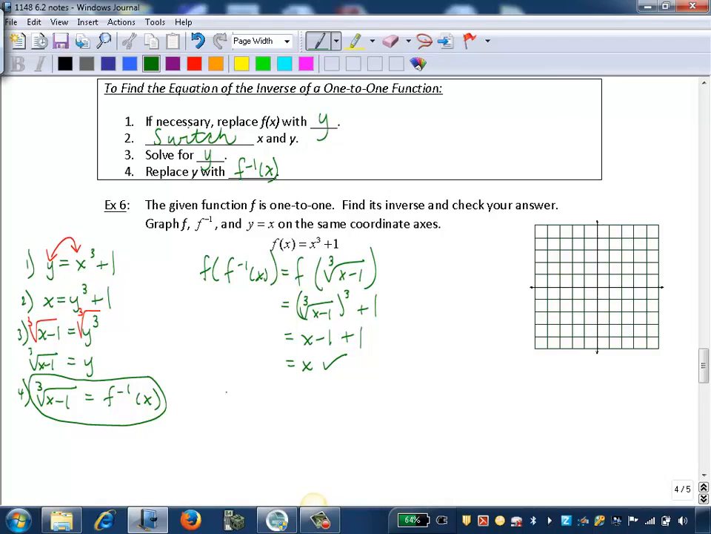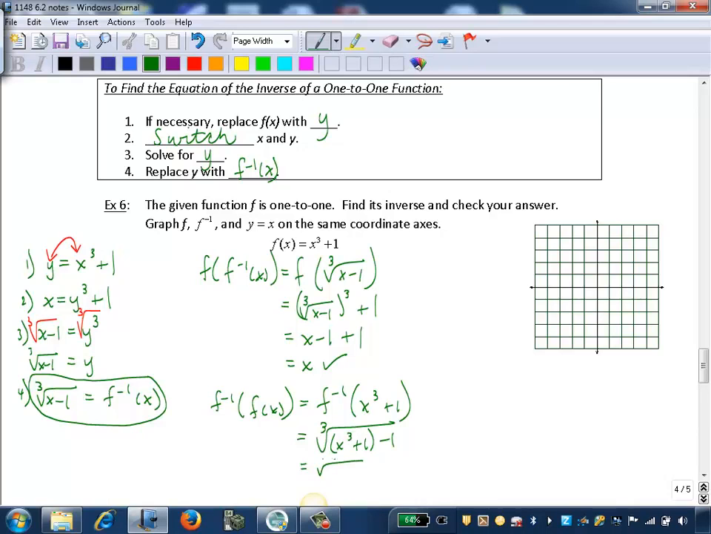Now we compose the other way. We want to find f inverse of f of x. So I want to find f inverse of x cubed plus 1. So in my inverse function, I'm going to replace this x value with x cubed plus 1. So that's going to give me the cube root of x cubed plus 1 minus 1.